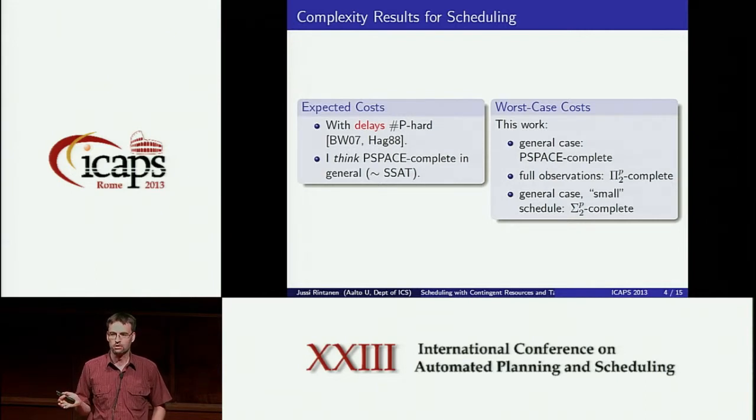And the second specific result is that when you construct a contingent schedule that has a small size, where small means polynomial size, the problem will be Sigma-P-2 complete. So this is also a low level in the polynomial hierarchy. In the last slide, I will say something about the implications of these last results on the kind of algorithmic techniques you might be using when solving contingent scheduling problems.